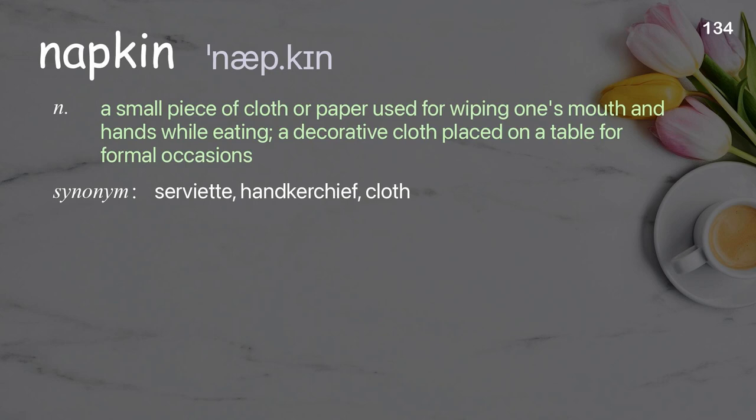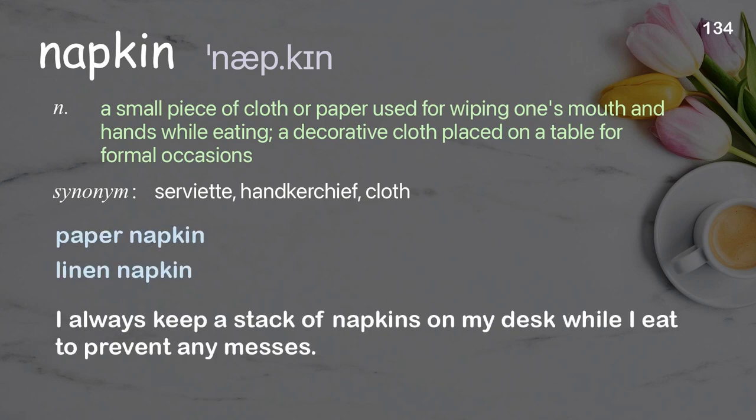Napkin. A small piece of cloth or paper used for wiping one's mouth and hands while eating. A decorative cloth placed on a table for formal occasions. Examples. Paper napkin. Linen napkin. I always keep a stack of napkins on my desk while I eat to prevent any messes.